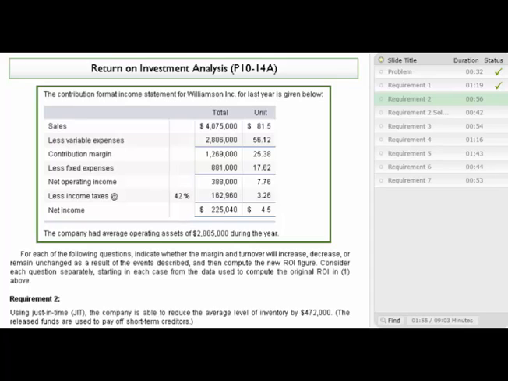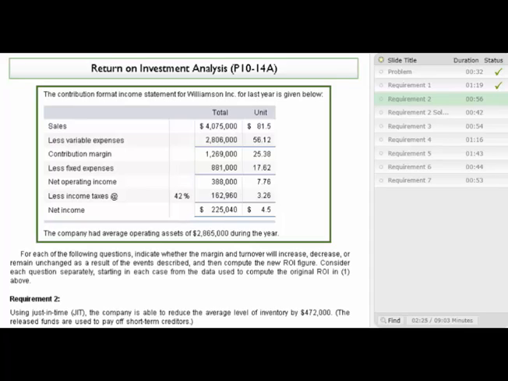Now, for requirement 2 and all the other requirements, we are to indicate whether the margin and turnover will increase, decrease, or remain unchanged as a result of the events described, and then compute the new ROI figure. We're to consider each question separately, starting in each case from the data used to compute the original ROI in requirement 1, and that's the information that you have on the top part of the screen.